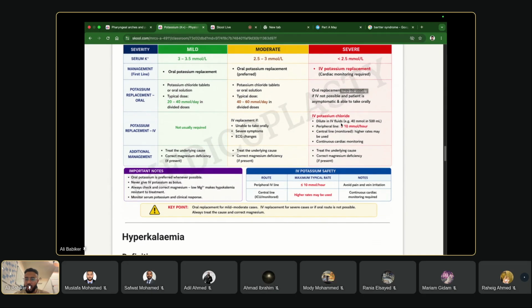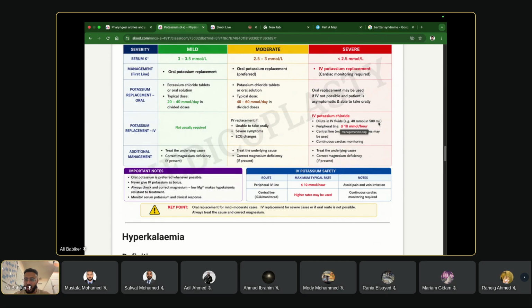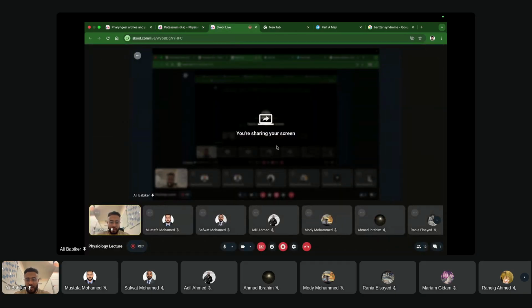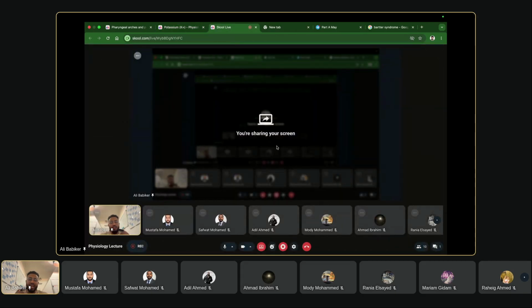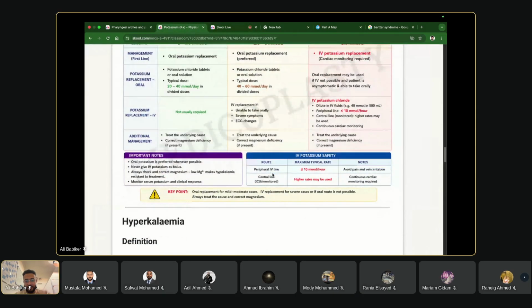IV potassium is diluted in IV fluid, 40 millimole, for example, in 500 milliliters. Through a peripheral line, it shouldn't be more than 10 millimole per hour. This is very important, so when you give the potassium, you don't overcorrect it. The maximum you can give is 10 millimole per hour. So if it's 40 millimole, the minimum time to give it is 4 hours. You shouldn't give more than 10 millimole per hour. Okay? I hope that's clear.